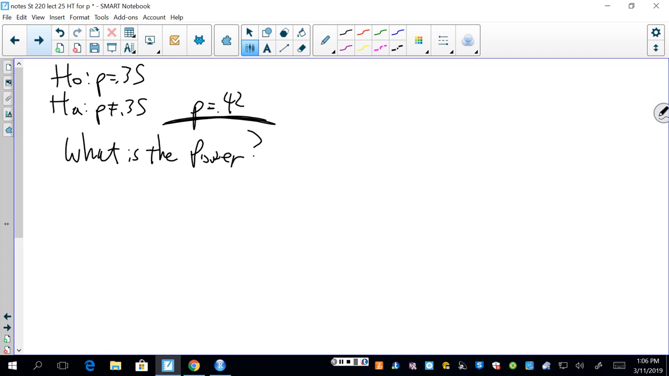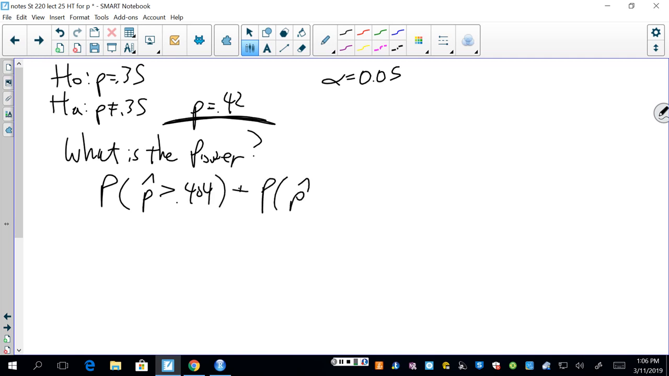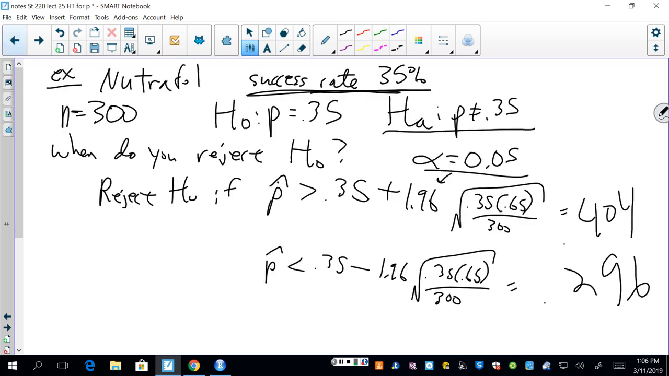Of this test? Remember we showed before alpha equals 0.05. So the power is going to be the probability that p hat is greater than 0.404 plus the probability that p hat is less than 0.296. We chose those two numbers because of the cutoffs 0.404 and 0.296. If it's greater than that, we reject. If it's less than that, we reject. So up to that point, the alternative specific value doesn't matter.